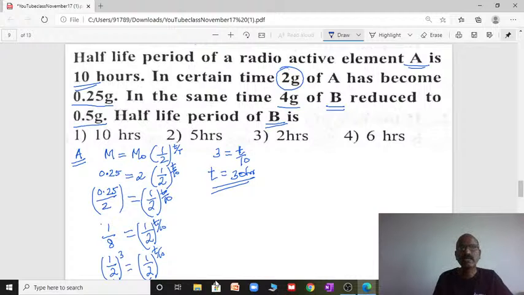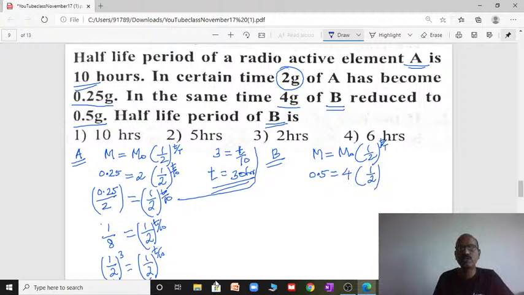Now go for the second substance, B. This is substance A. For the other substance B, we can go for m equal to m naught into 1 by 2 whole power small t by capital T. What is m after disintegration? It reduces to 0.5. Before disintegration it is 4 gram into 1 by 2 whole power. What time is given here? The half-life of B is the question, but the time is already known. Small t equals 30 hours, which we already got for A. The same we have to substitute here.